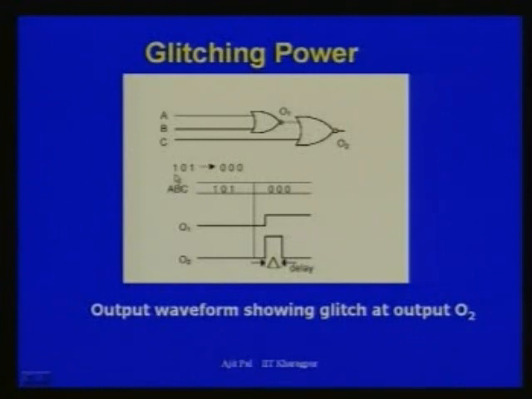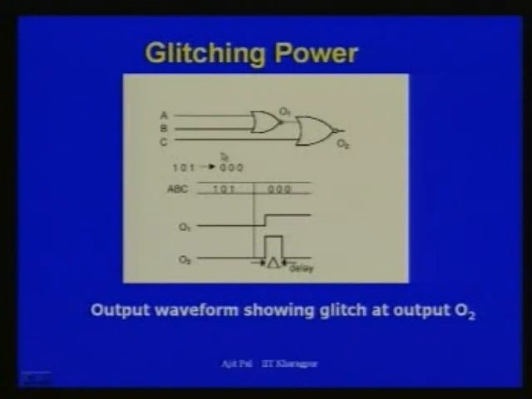Here you can see for these two input combinations 101 and 000, output is supposed to be 0 for both the inputs, but as you change the input from 101 to 000, for a brief duration the output becomes high. I mean, that is one gate delay. For one gate delay duration, output will become high because of the delay of this gate.